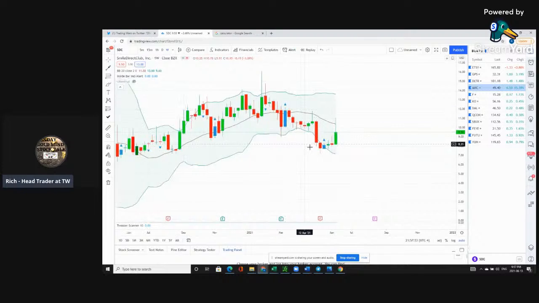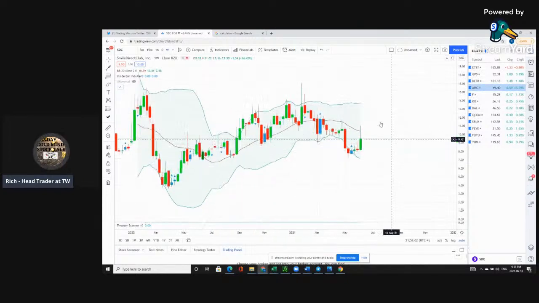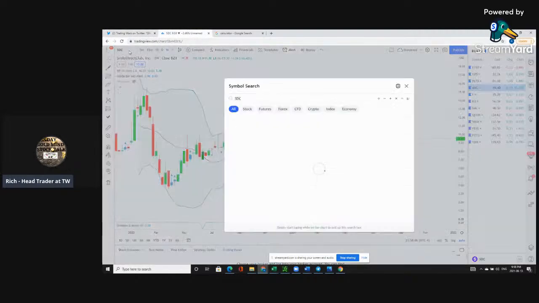Smile Direct Club, nice little inside bar right here. Little nice pop there. So that was pretty beautiful. Otherwise than that, there's a lot of wicks. So you could see like a lot of manipulation here. So let's just wait and see how this week goes. Definitely looks like an inside bar could be setting up there. NVIDIA.